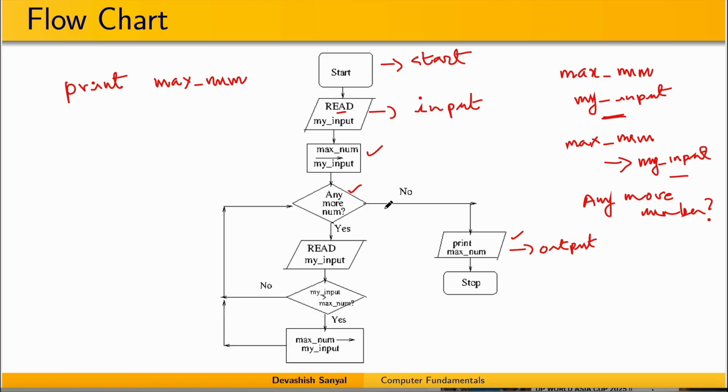If no, if there is no other number, then we go here. If yes, that is where the loop is. If yes, then read my input. Whatever the next input is will go into my input. This is again an input operation, so what we have is a rectangle. And once we have updated my input, we ask the same question.